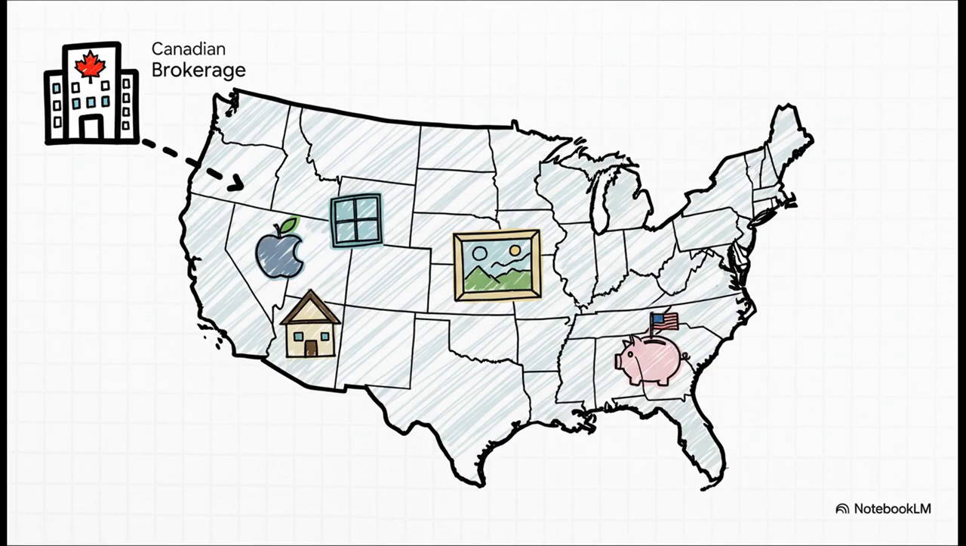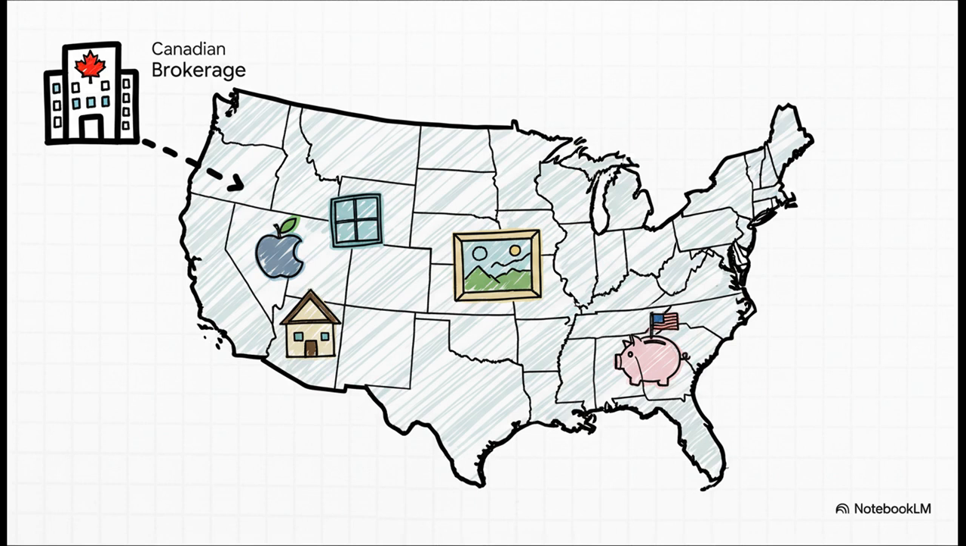And this tax trap isn't just for U.S. citizens. For Canadians, it applies to any U.S. situs assets you own. What does that mean? Well, some are obvious, like U.S. real estate. Others include tangible things you own that are physically in the U.S. Think of art or furniture in a vacation home.